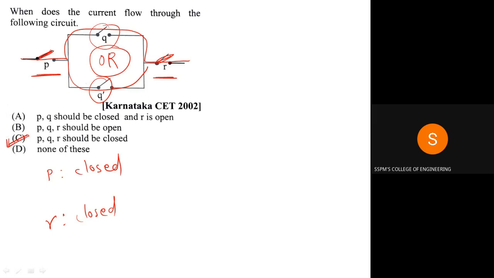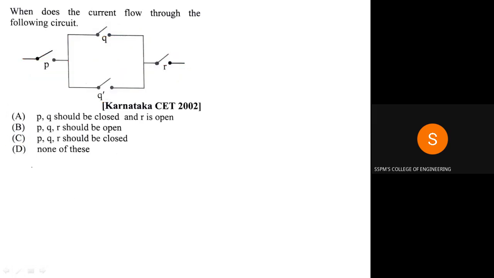Okay. PQR should be closed. If P is closed, Q is also closed, and R is closed, then the current will flow through this circuit. So, okay, we will go with the options. So for the first option, we will check.